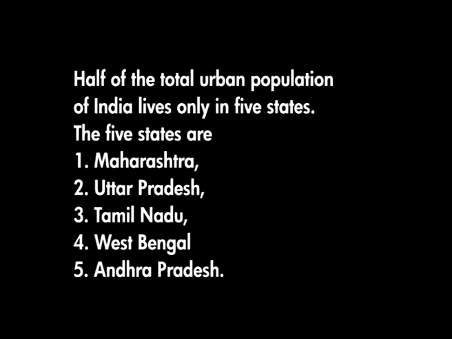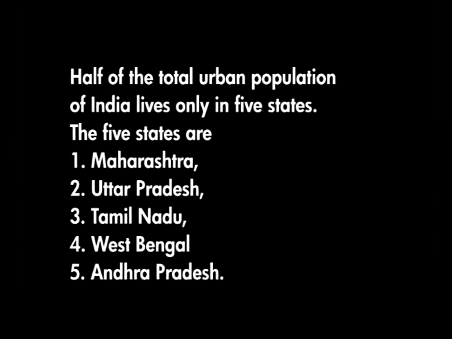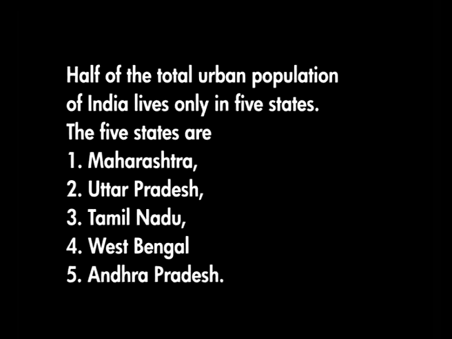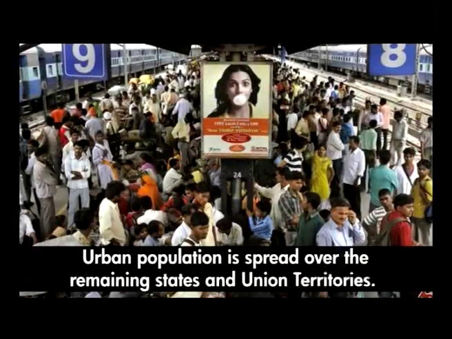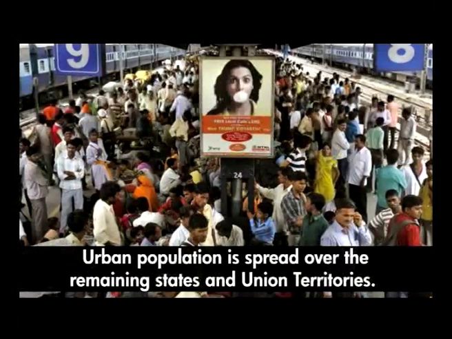Half of the total urban population of India lives only in 5 states. These 5 states are Maharashtra, Uttar Pradesh, Tamil Nadu, West Bengal and Andhra Pradesh. Gujarat, Karnataka, Madhya Pradesh, Bihar, Rajasthan and the Union Territory of Delhi have about 32% of the urban population of the country. The rest of the urban population is spread over the remaining states and union territories.